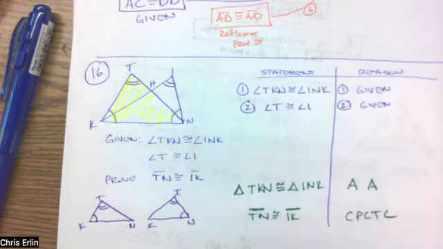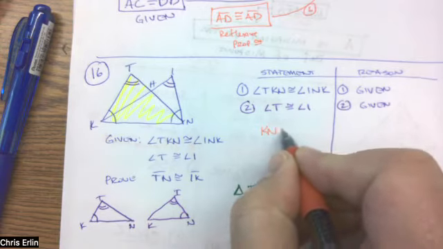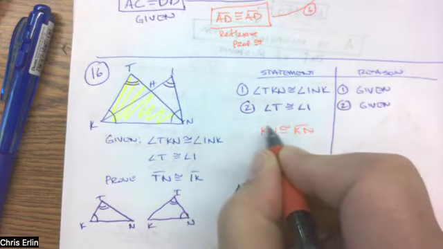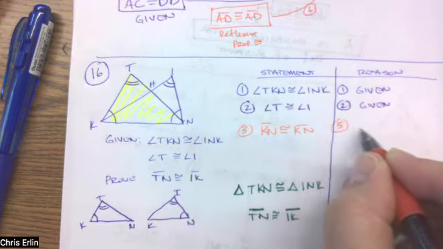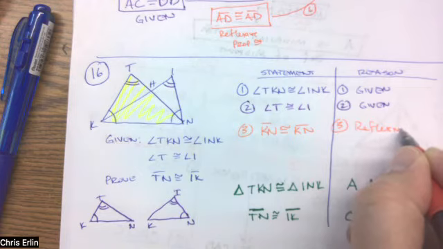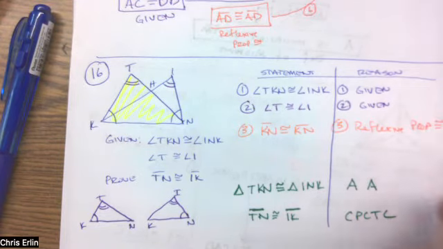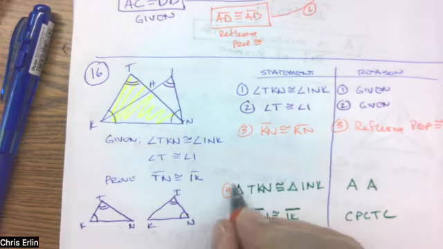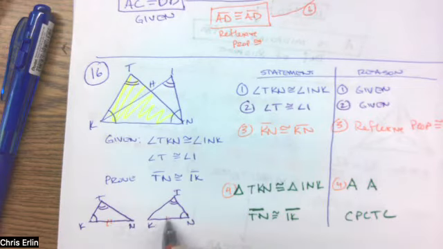What's the other piece of information hidden inside here that we can find? A side, okay. Do you think it's TK and IN? KN and KN again. And again, that reflexive saves us. And that leads us into this one directly. So what do I call it? AAS or ASA? Yep. AAS.